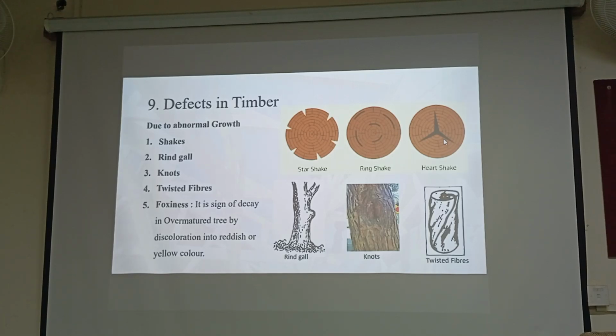A knot will be formed when the branches are cut in such a way that the cut goes deep inside the tree, or sometimes the branches decay, and then it becomes some type of hollow in the tree. Twisted fibers are formed when the tree has to resist air blow. With continuous airflow, sometimes in wind the tree can get twisted.